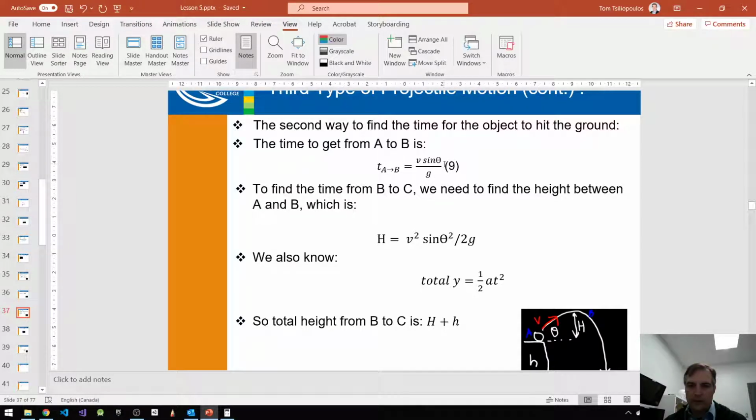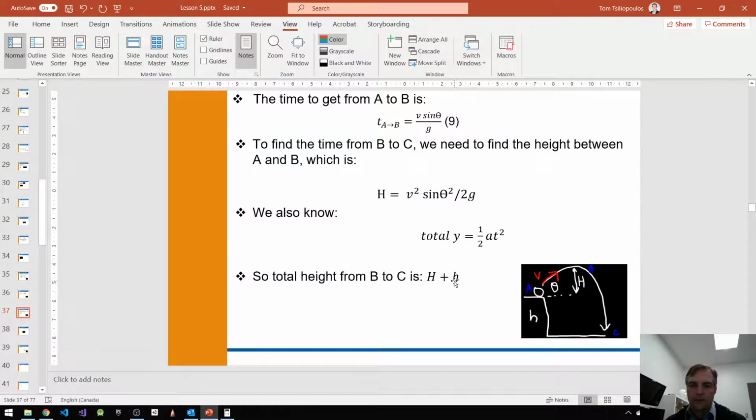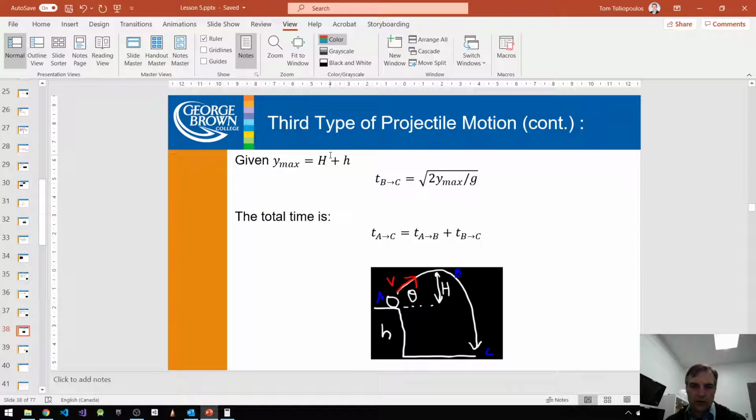Once we know that from A to B, we need to find the height between A and B. So that would be this height. And again, it would use the same equation, just like we would normally, v squared sine theta squared over 2g. That's the height, capital H. We also know that total y is 1/2 at squared, the total distance. So we can say that the total height is little h, which is the height of the hill, plus big H, which is the height of the parabolic arc coming off the top of the motion. Taking that information, where y max is equal to h plus H, that's y max, or the apex. We can plug into the formula from B to C, where B to C is the square root of 2 times y max over g.